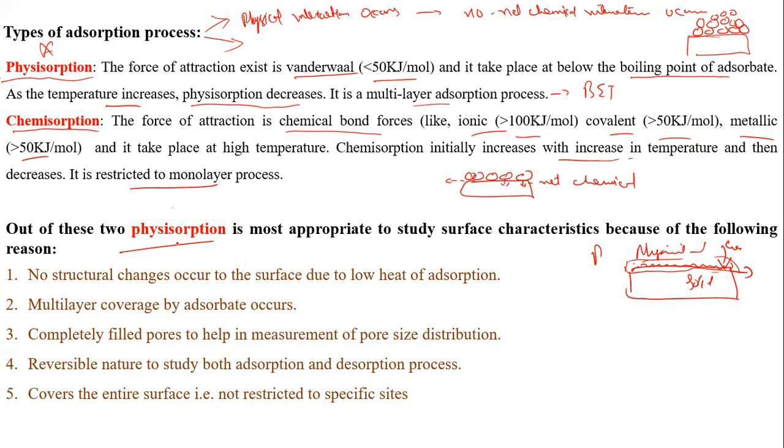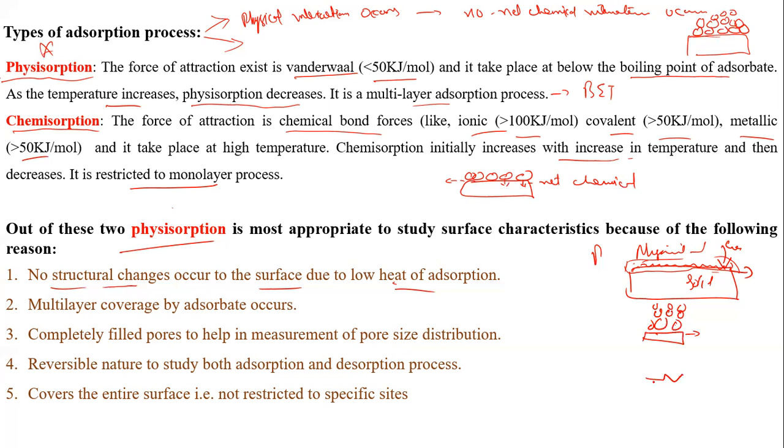So the reasons are these. The first reason why physisorption is important: no structural changes occur to the surface due to the low heat of adsorption, because there is no net chemical interaction between the adsorbate and the adsorbent. That's why no net structural change takes place in the solid. Second, multi-layer coverage by the adsorbate occurs. Third, completely filled pores help in the measurement of pore size.